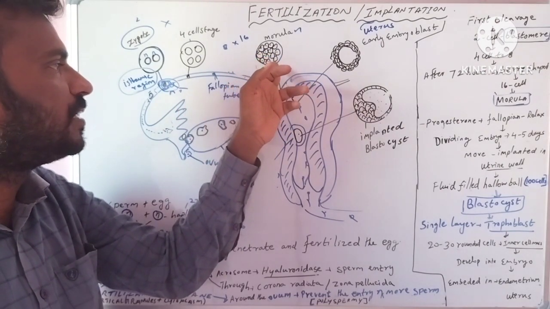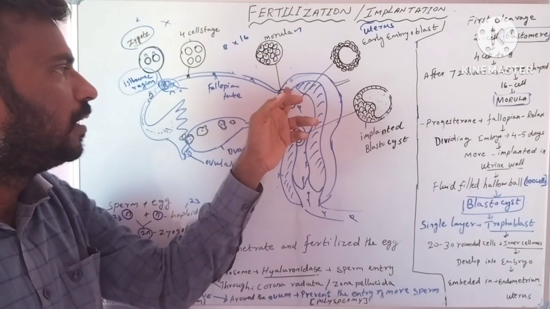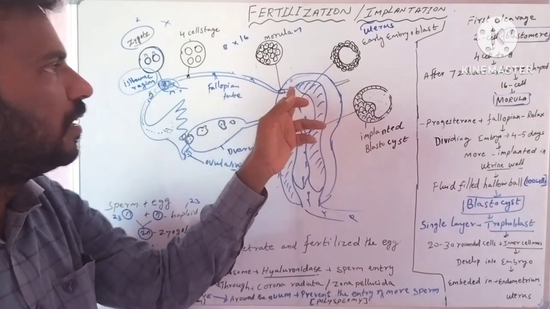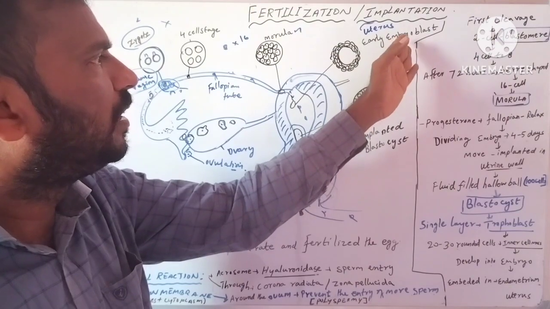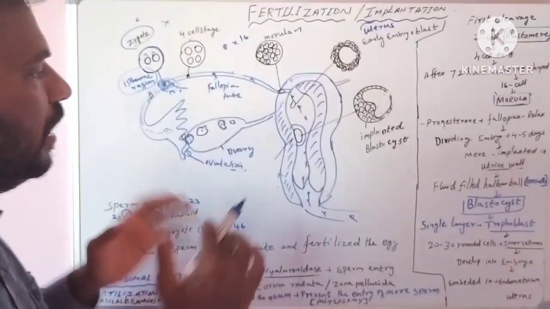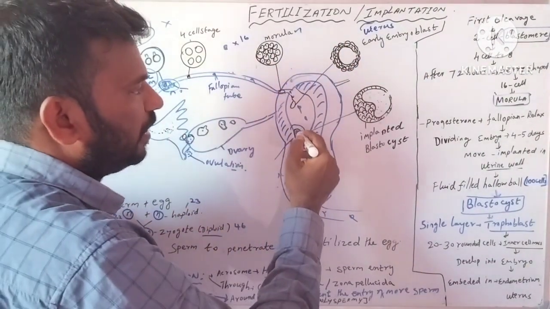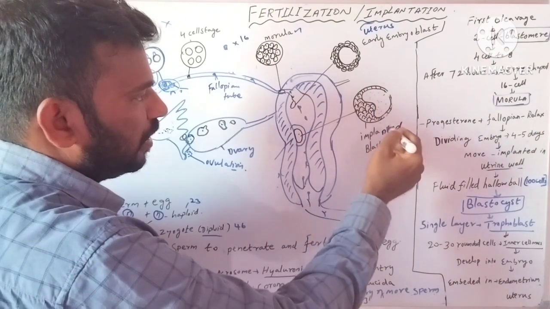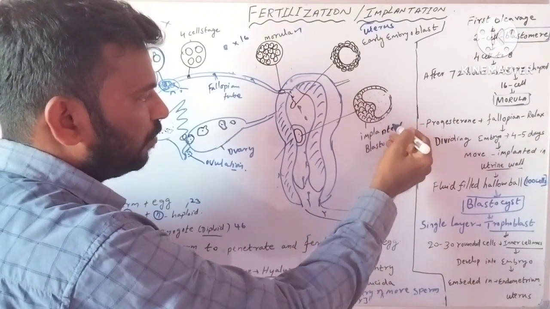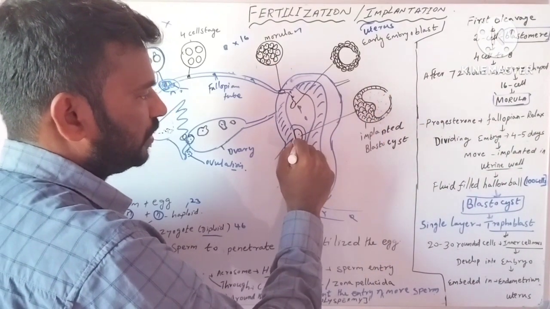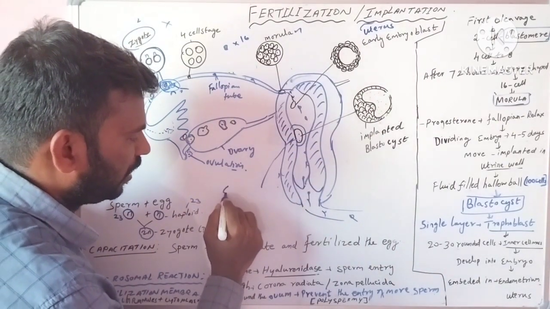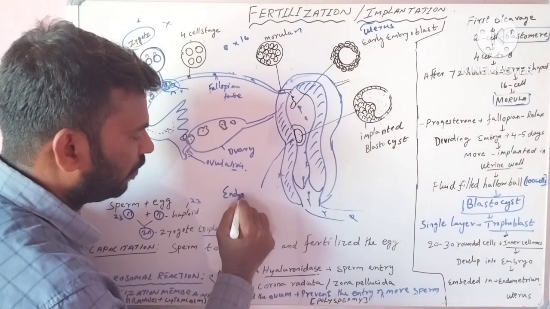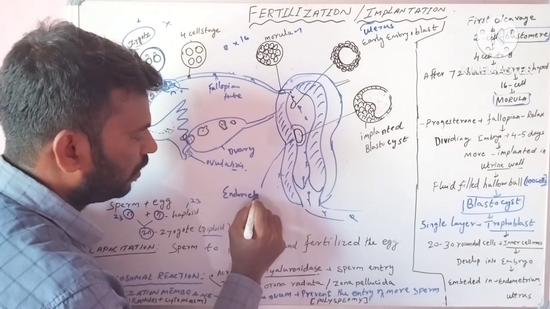The morula stage then forms an early embryoblast cell. The early embryoblast finally will reach and implant in the uterus, into the endometrium. The endometrial layer.